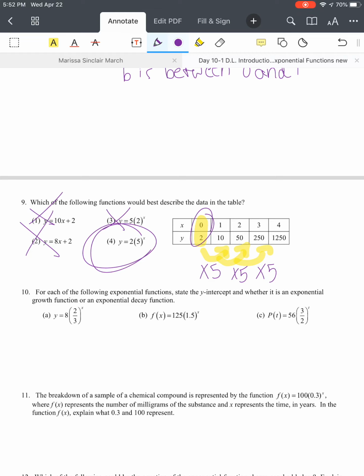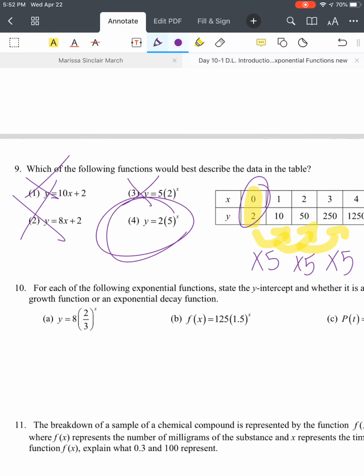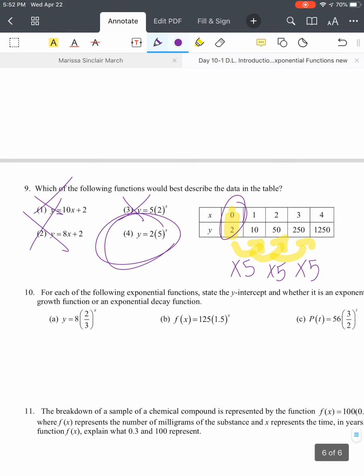Okay. 10 is just like we did in 1 through 8. I just want you to state the y-intercept and whether it's exponential growth or exponential decay. So again, why don't you pause for however long it takes you to do those few things, and then come back when you're ready.